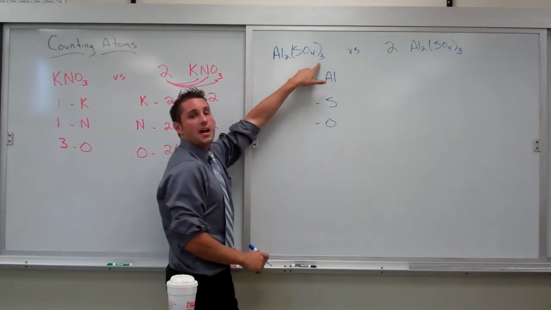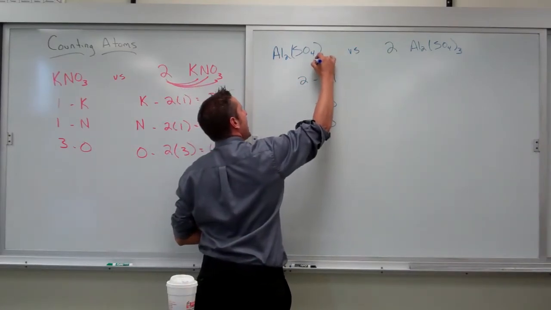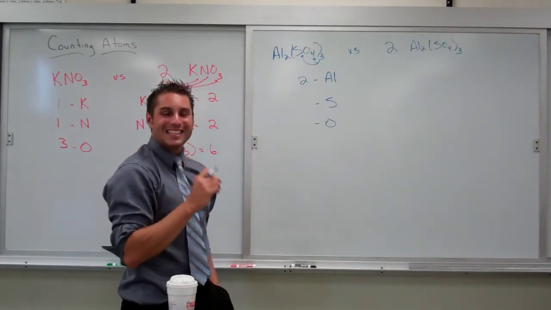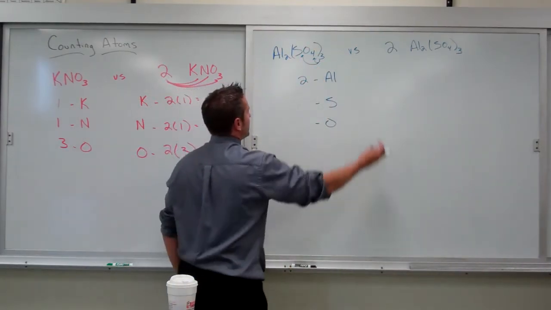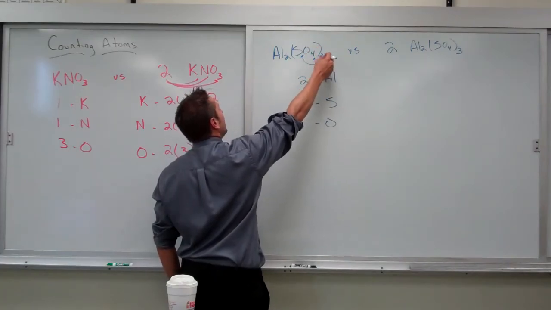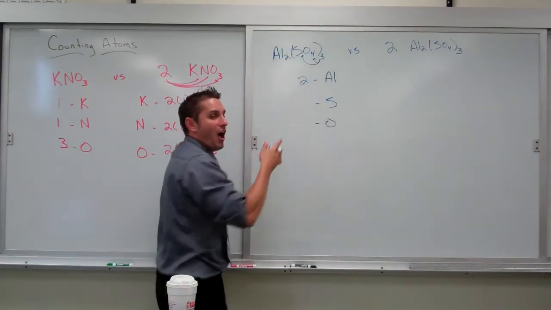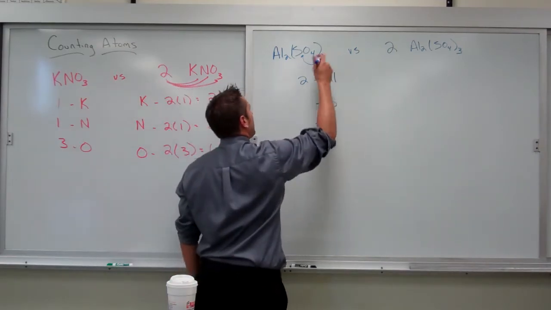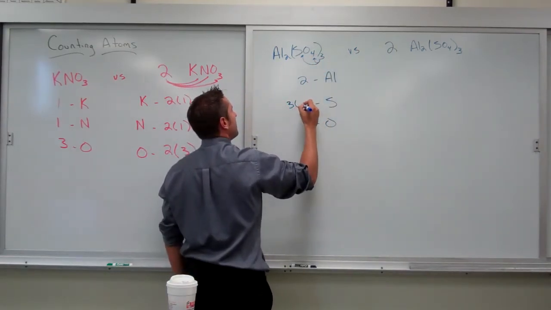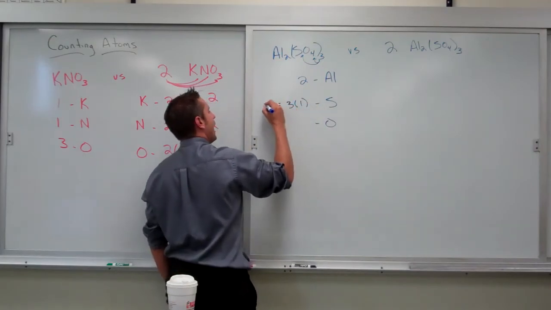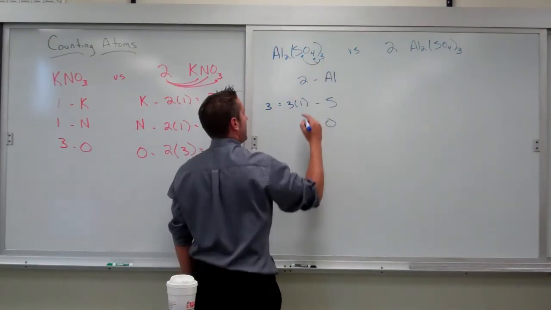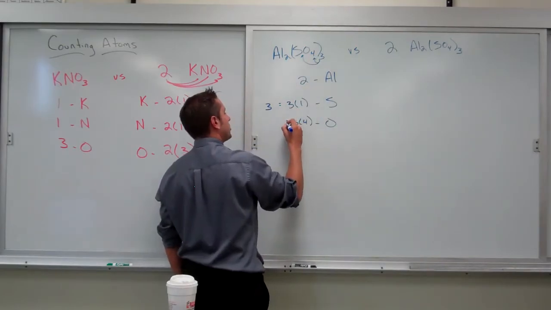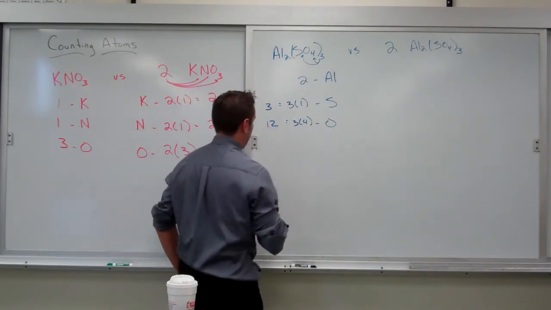Now, here's how the parentheses work. The 3 outside distributes only to the things inside the parentheses. So the 3 reaches to O and to S, but it does not make it out to the Al. So if I have 3 times the 1 for sulfur, I have 3 sulfurs. And then for O, I have 3 times the 4 subscript, which means I have 12 O's.